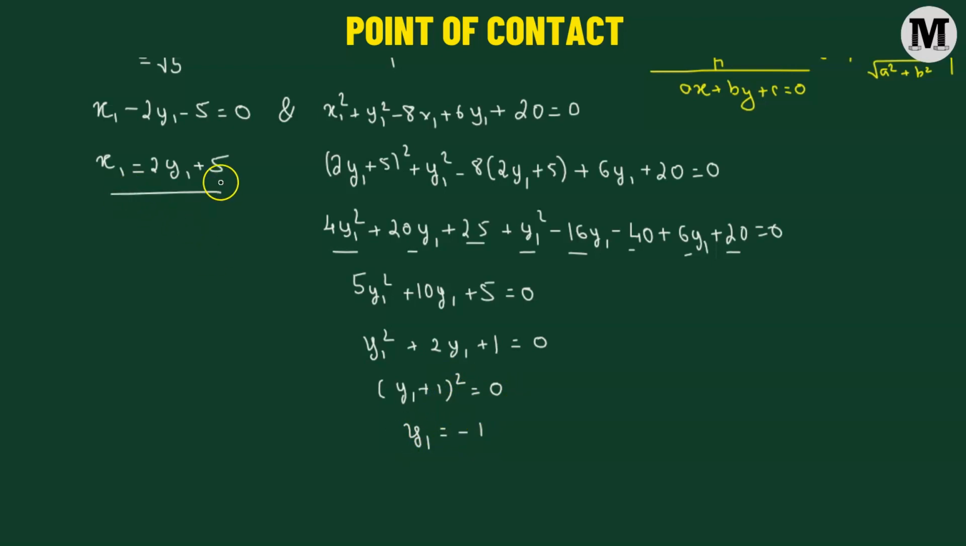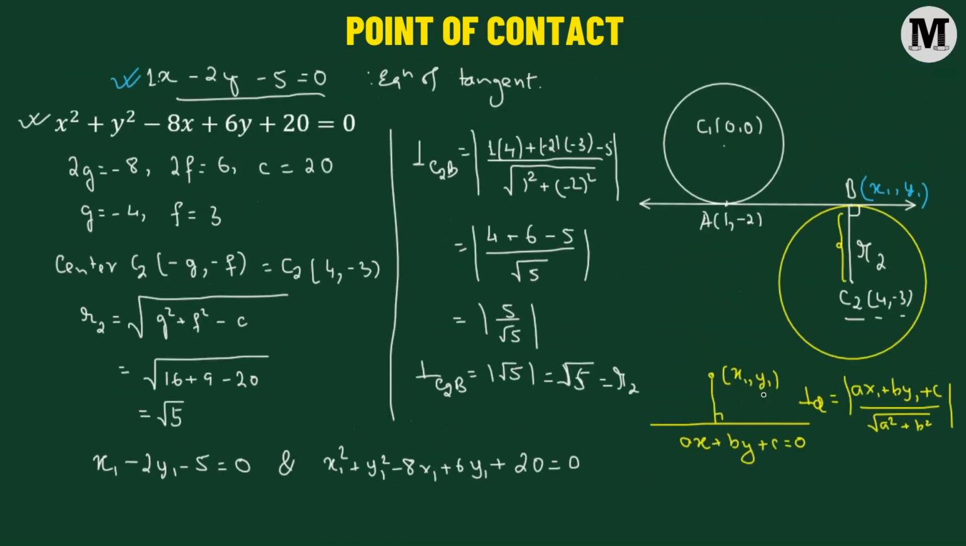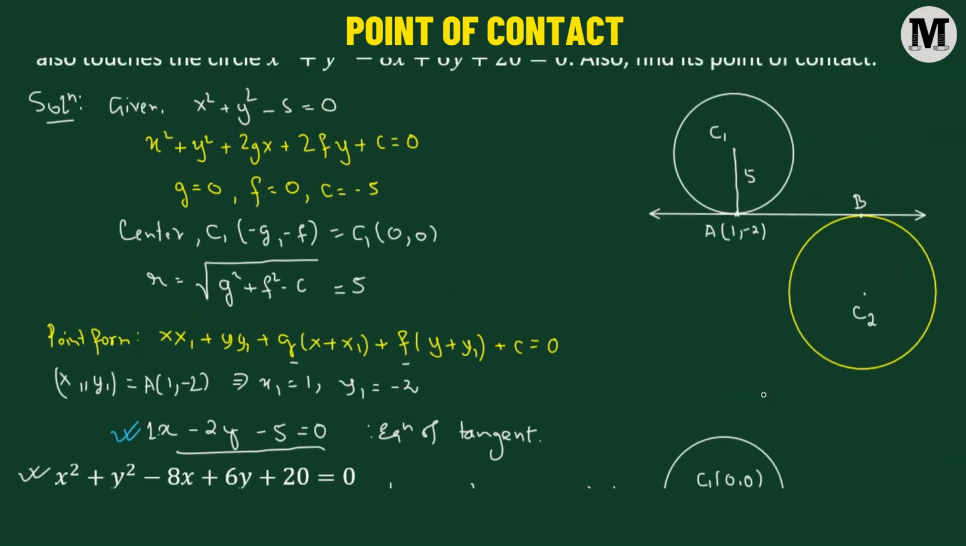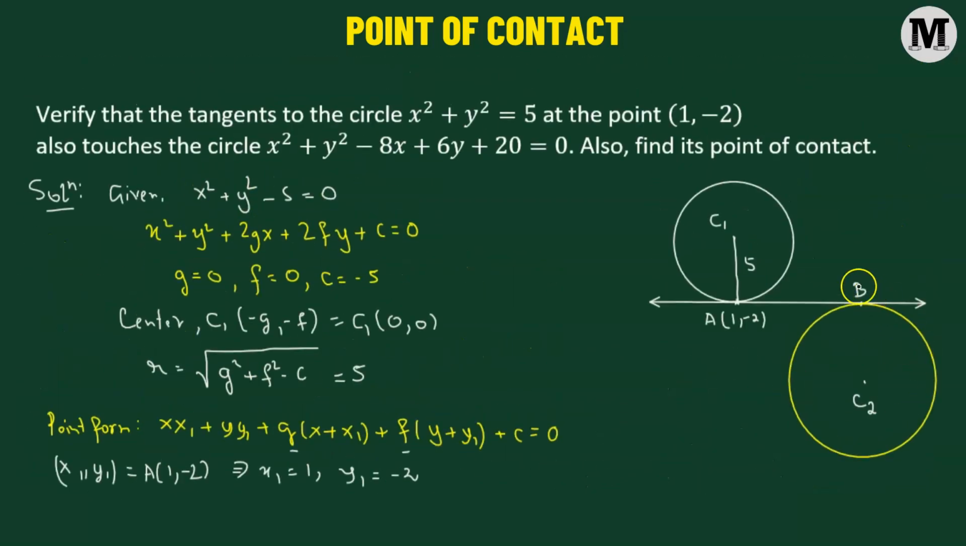And we will substitute the value of y1 as negative 1 in this equation, and this gives us the corresponding value of x1. So x1 is going to be 3. That means we have the coordinates of the point of contact B, which is 3 comma negative 1. So we have successfully found the point of contact B, that's 3 comma negative 1, and we have also shown that this particular line is tangent to both the circles.